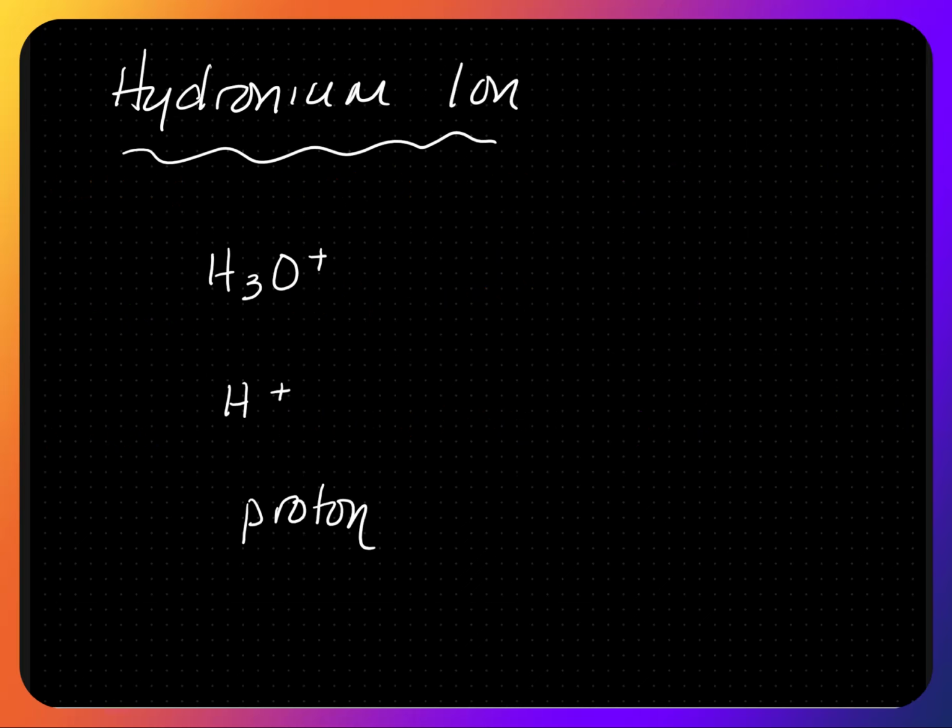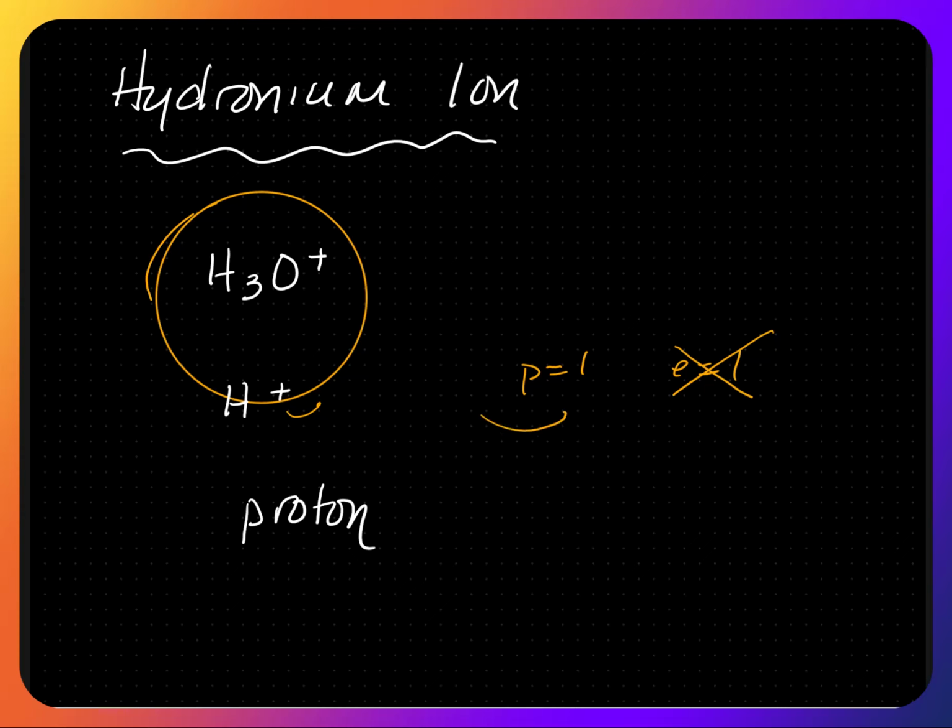You have seen H3O+ many times. H3O+ is known as hydronium ion. It is the same thing as an H+ ion or a proton. A neutral hydrogen atom has one proton and one electron. When it becomes an ion, it loses an electron, which leaves just a proton. These three things, hydronium ion, H+ ion, and proton, all mean the same thing in this unit.